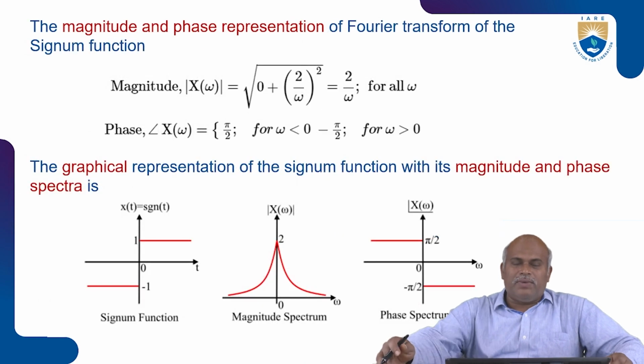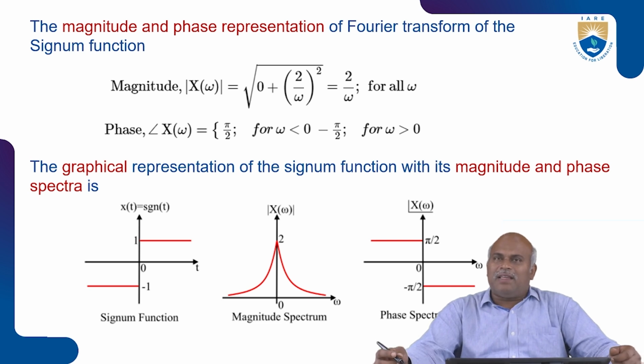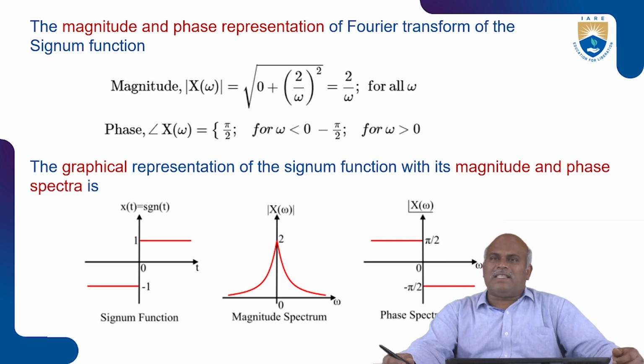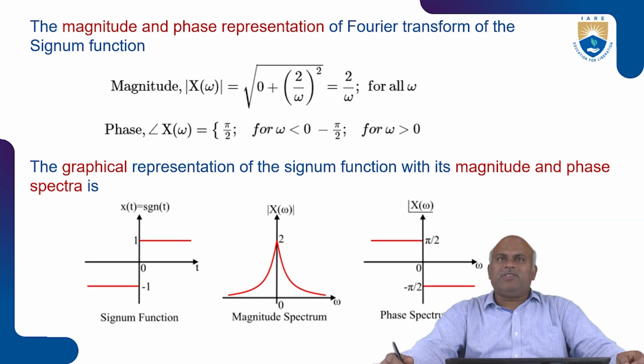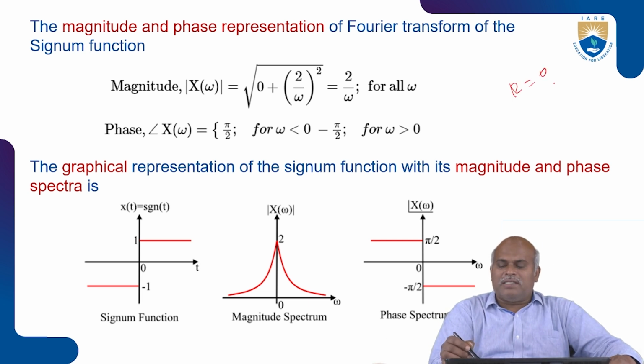So based on this 2 divided by j omega, it doesn't find the exact value of where the signal is going to happen. So that's why we should take the magnitude and the phase response of the Fourier transform of the sine function. The magnitude of the sine function is represented as |X(omega)| = root of (0 + (2 divided by omega) whole square). Why? Because the real part is 0, and the imaginary part is represented as 2 divided by omega.